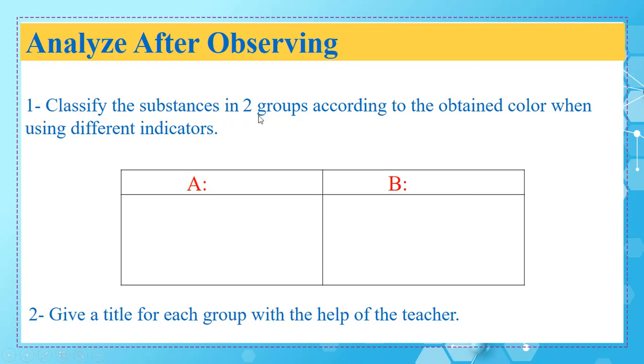1. Classify the substances in two groups according to the obtained color when using different indicators. We can put lemon, vinegar, and hydrochloric acid together in the same group because they gave same colors with the three different indicators. Similarly, we can put soap, Java water, and sodium hydroxide together in the same group because they also gave same colors when used with the three different indicators. 2. Give a title for each group with the help of the teacher. So, what do you think? What can you give as a title for Group A and Group B? Group A can be named as acids and Group B can be called bases.